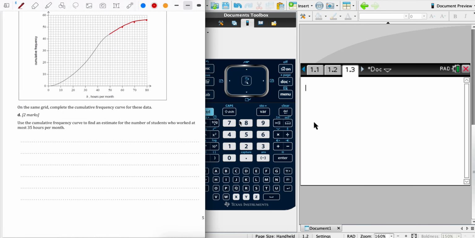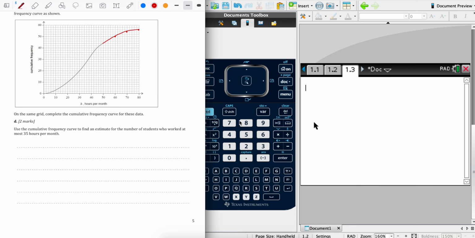And then part D, we were using the curve to help us to estimate the number of students who worked at most 35 hours per month. So that means less than or equal to 35. So if we draw a straight line from 35, we're looking at the ones that worked 35 hours per month. Okay, so that means that we're going to be using the 35 on the hours per month side, which is this section here. So that's my straight line, and then I'm going to go across where I've hit the graph.